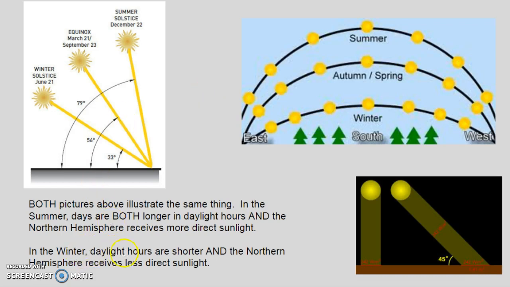So in the winter, the daylight hours are shorter. It's shorter because the sun rises later and sets sooner, and it doesn't ever get as high. So that's going to change, and it's going to decrease the amount of heat energy.